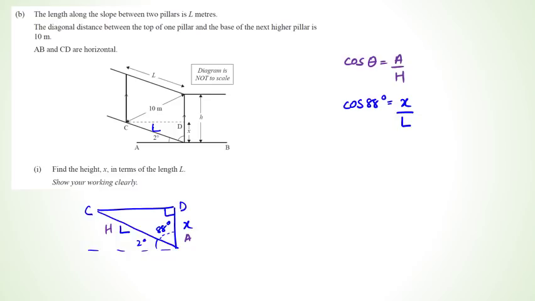Okay, so I've got to write this X in terms of L. So I'm going to cross multiply this. I'm going to get L times cos 88 equals 2X. And that's basically it. So this question is worth an achieved. So that's what it is. All right, let's go to the next question.